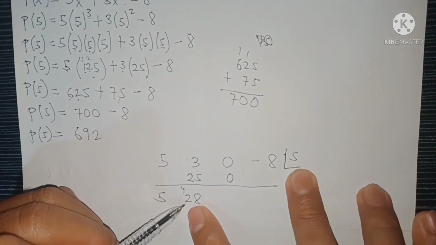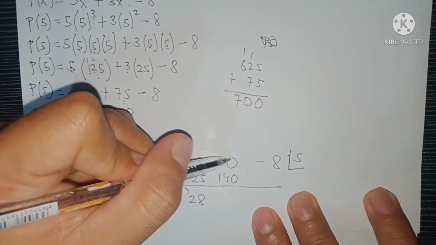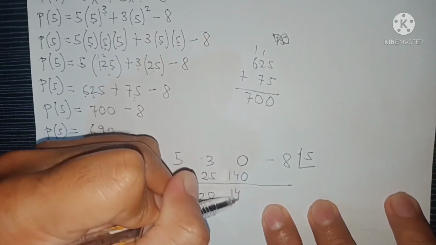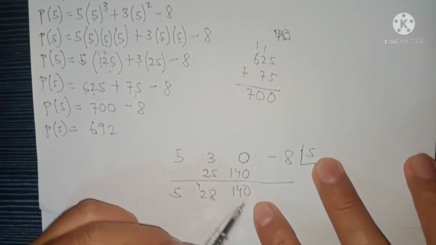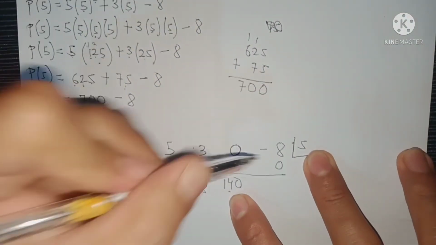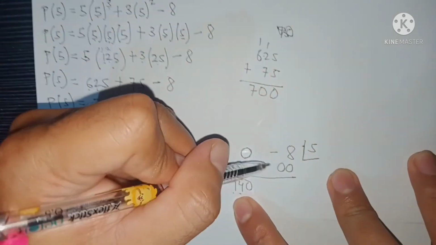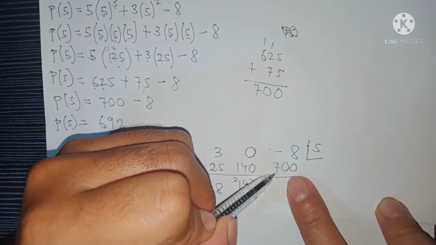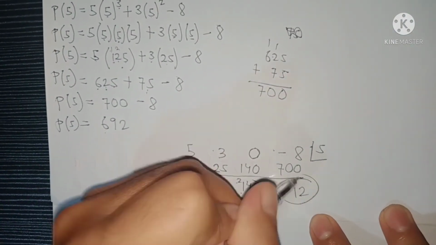5 times 2, that is 10 plus 4. So you have 14. So 0, walang sign ang 0. 0 plus positive 140, that is positive 140. And then 140 times 5, that is equal to what? 5 times 0, that is 0. 5 times 4, that is 20. So 0, carry 2. 5 times 1, that is 5 plus 2, that is 7. So negative 8 plus 700 ay pwede natin uling i-take as 700 minus 8, that is positive 692.